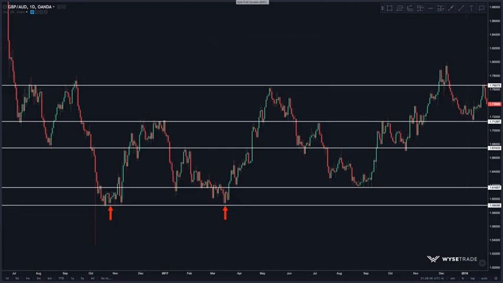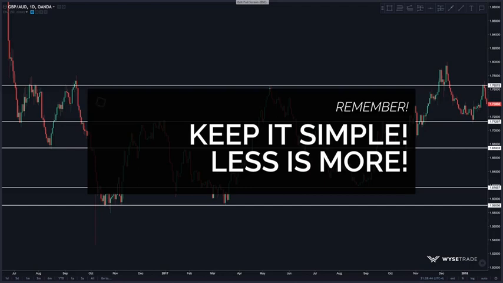So again, to reiterate one of the important points, keep it simple, because you can probably spot a lot of other minor support and resistance levels in between all these lines we've drawn. But remember, the most important thing as a beginner is to keep it simple. Less is more, so just focus on the main key levels for now. Don't try to clutter up your chart and confuse yourself.